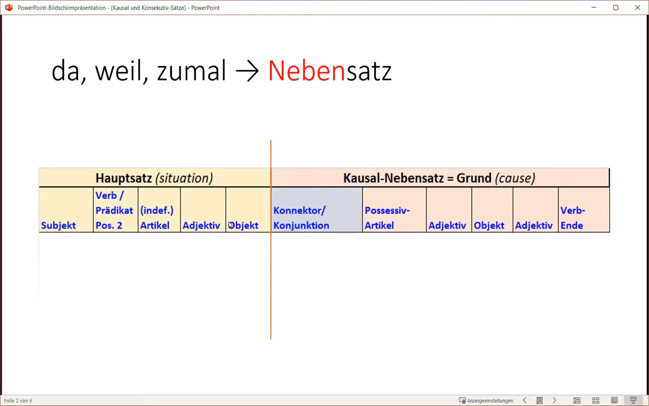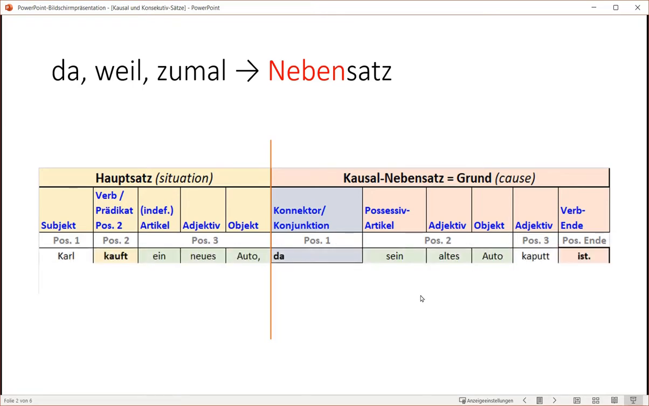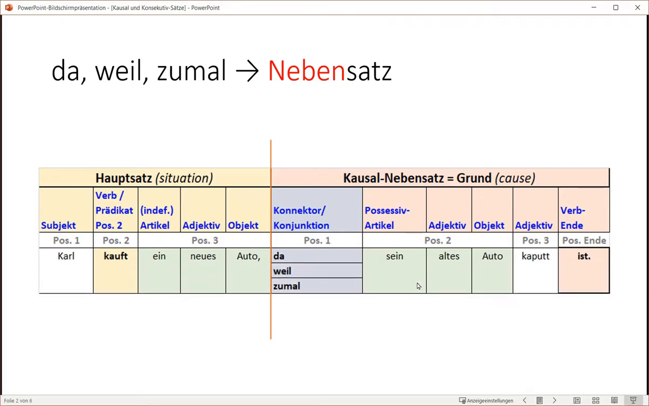So here's our grammar structure. You can pause the video and analyze that later. Here's how we count: position 1, 2, 3 in the Hauptsatz and 1, 2, 3 and so forth in the Nebensatz. Our sample sentence is: Karl kauft ein neues Auto, da sein altes Auto kaputt ist. And the same is true for the connector weil and the connector zumal.